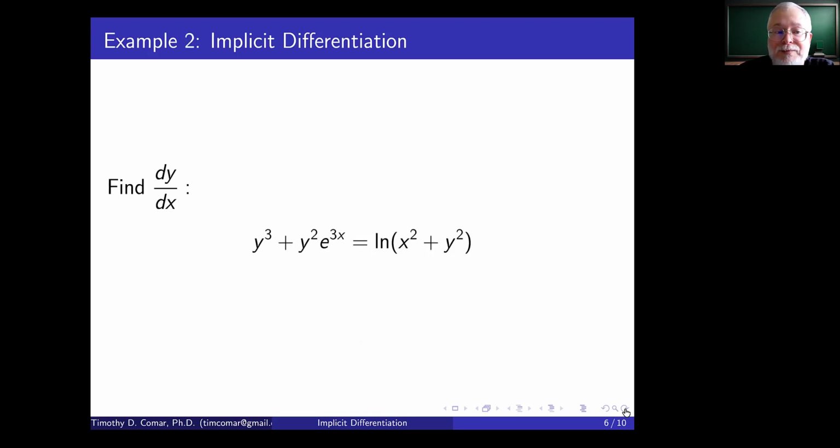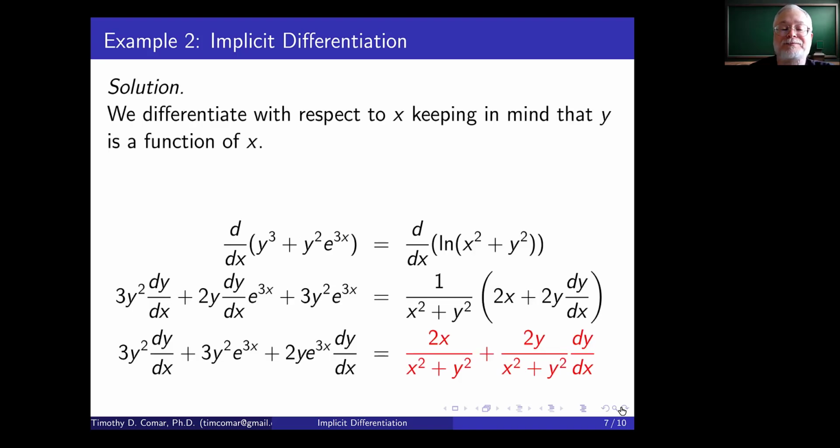Here's another example where we want to find the derivative dy/dx. This time the equation is y cubed plus y squared times e to the 3x equals natural log of x squared plus y squared. Part of the reason that I picked this example is I wanted to make sure that the algebra steps are going to be done carefully as well. And I've pointed one thing out on the following slide over here.